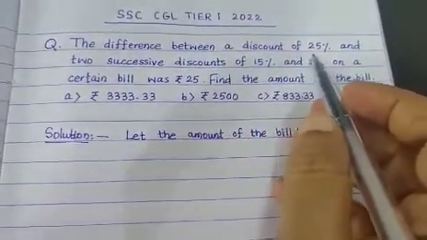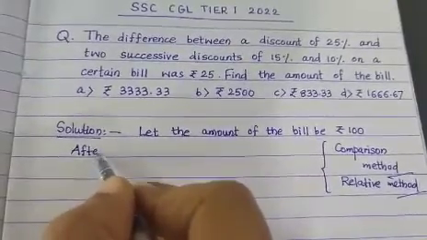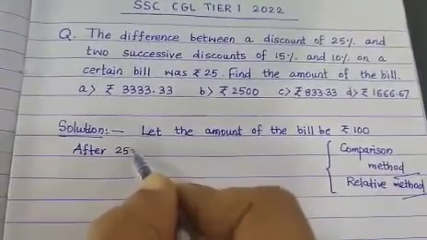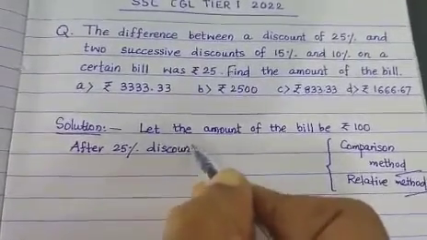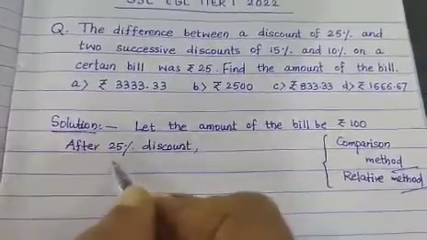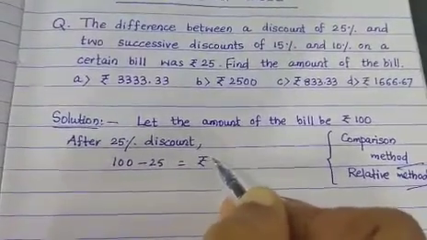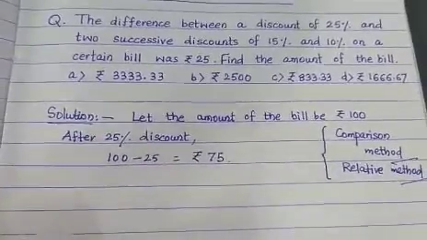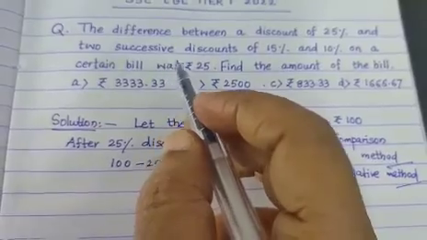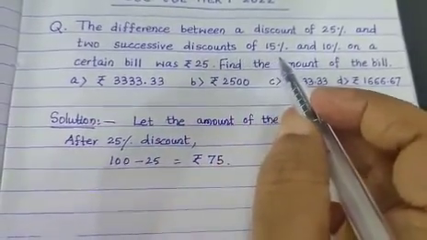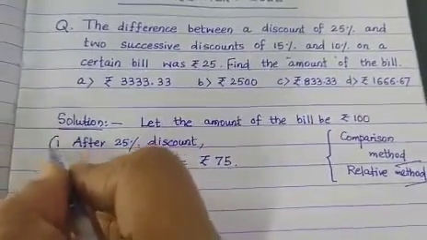So 25% discount is being given. After 25% discount, it becomes 100 minus 25, that is equal to ₹75. Now the second case is that two successive discounts are being given, one is 15% and then 10%. So this was the first case.